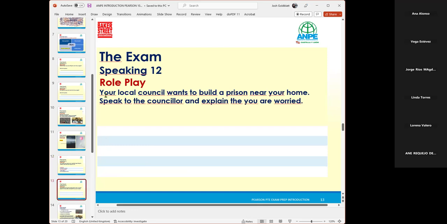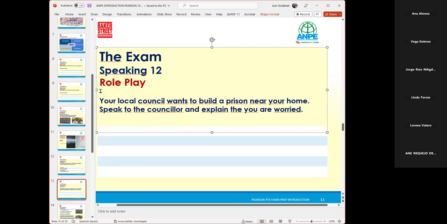Role play. Your local council wants to build a prison near your home. You don't like this. So you speak to the councillor, that's the person who works for the council, and explain why you are worried, okay? Explain why you are worried, please. Okay, so let's see, can I have another volunteer? Anne, are you there?